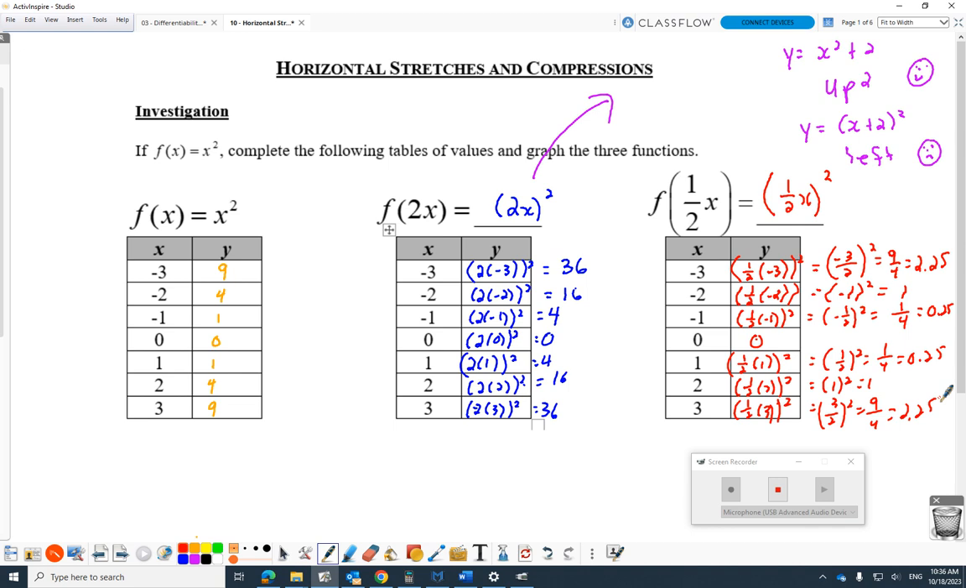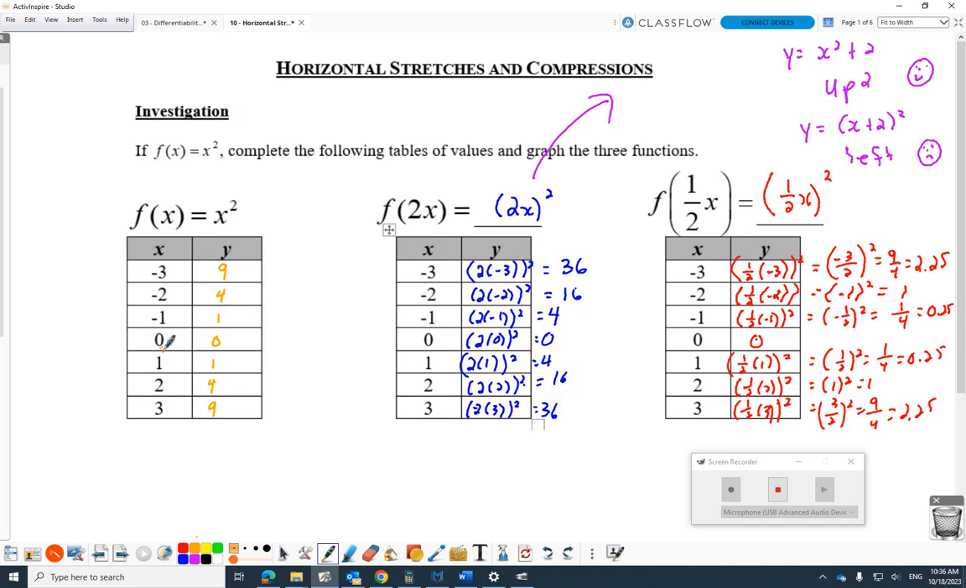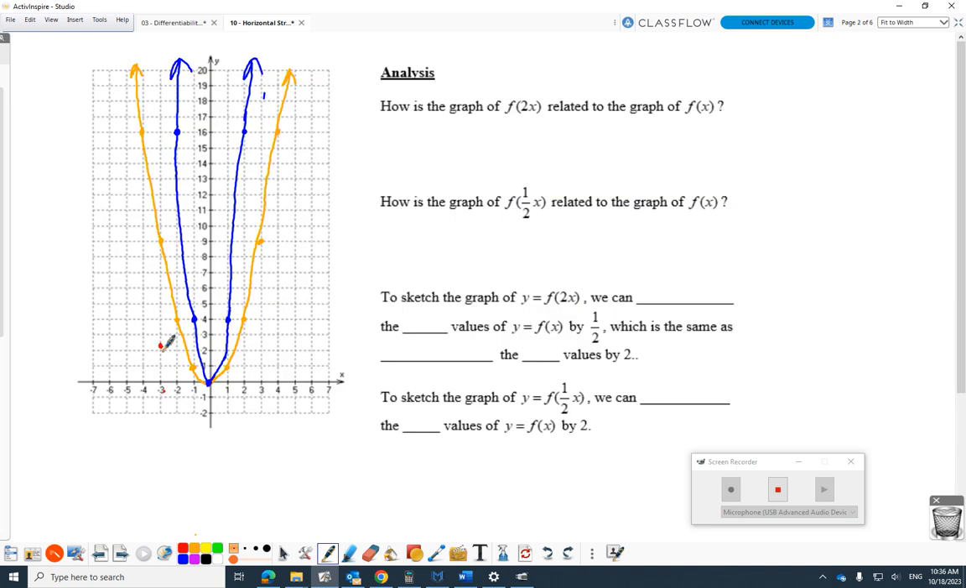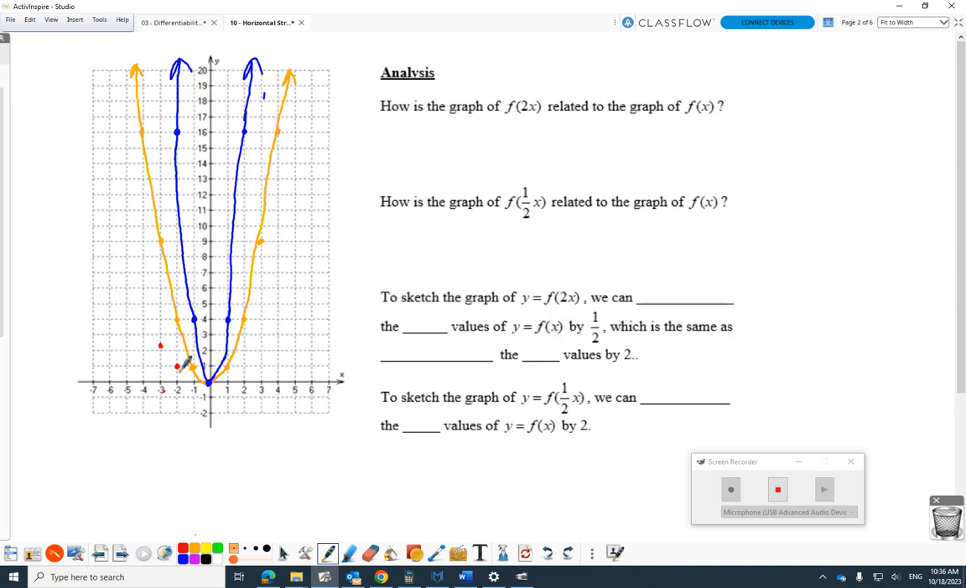I'm going to go back and forth. So if you haven't got these, I'm just going to go back and forth and use the points. Negative 3, 2.25. Negative 2, 1. Negative 1, 0.25. And 0, 0. And the other ones are symmetrical, so I don't need to look back for those. But you can check on your graph that you get the same ones.